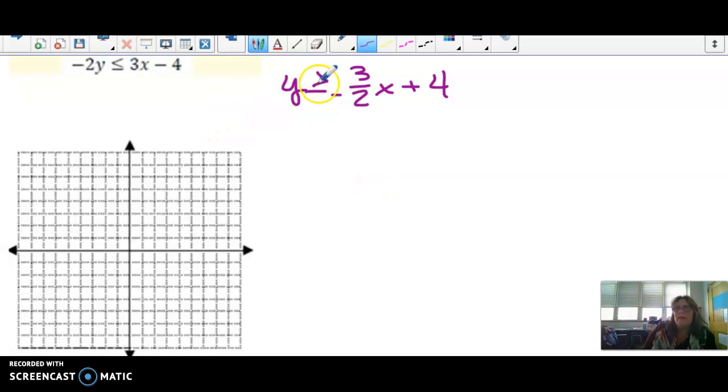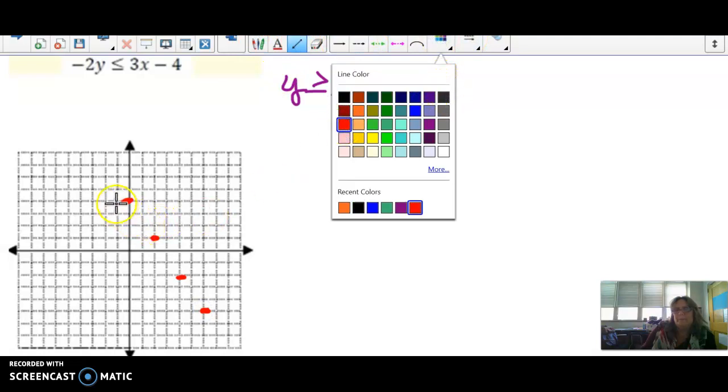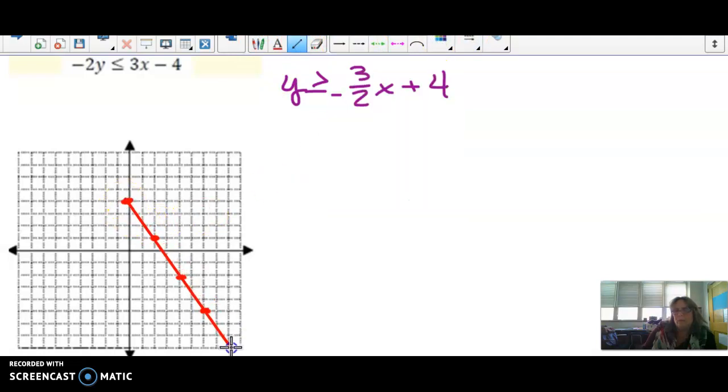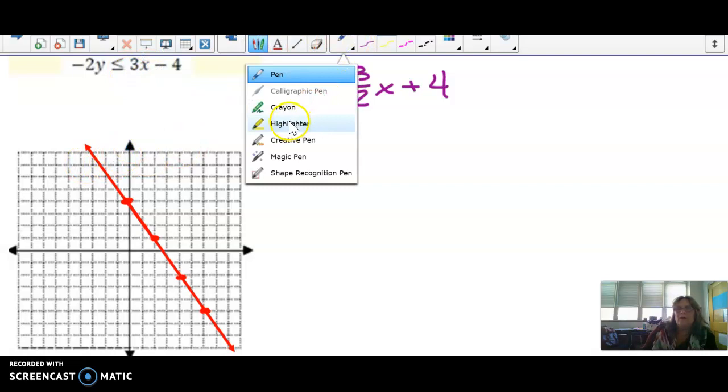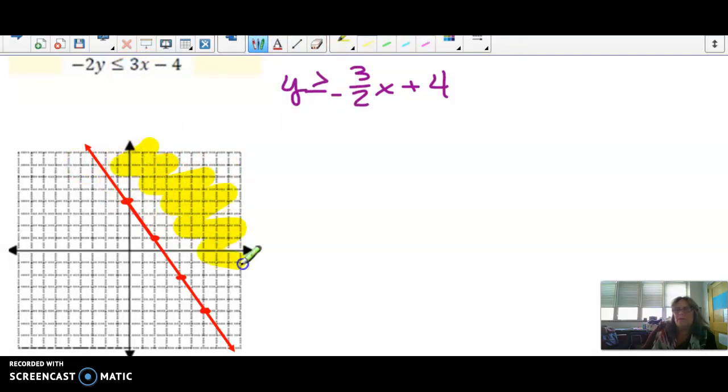We know that it's going to be a solid line, so when I go to graph this one, y equals mx plus b, crosses at +4. I go down 3, right 2, down 3, right 2. And I can draw my line on this one. Right, and this one says greater than. So the side that's greater than on my graph is going to be above it.